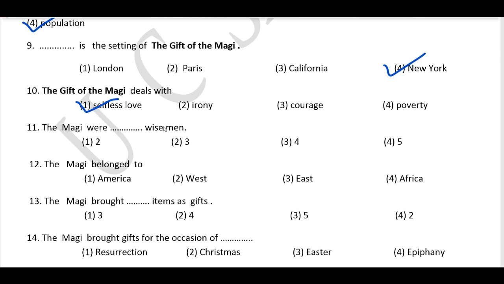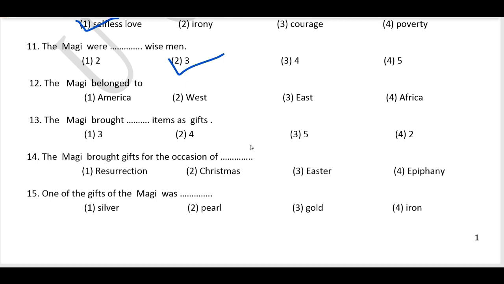Number 1. Then 11. The Magi were dash wise men. You know that the Magi were 3 wise men from east. So, the correct answer is 2, 3. Then number 12. The Magi belong to, it's also clear, they belong to east. Okay, eastern countries, not west. The Magi belong to east because they came from east to greet the newborn babe, that is Jesus Christ, on the occasion of his birth.